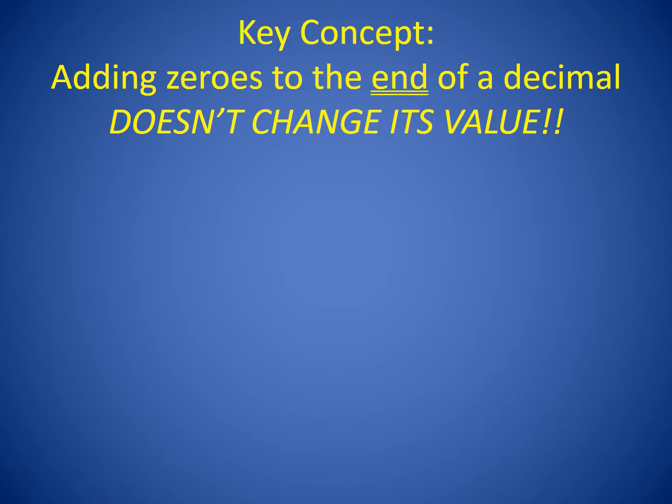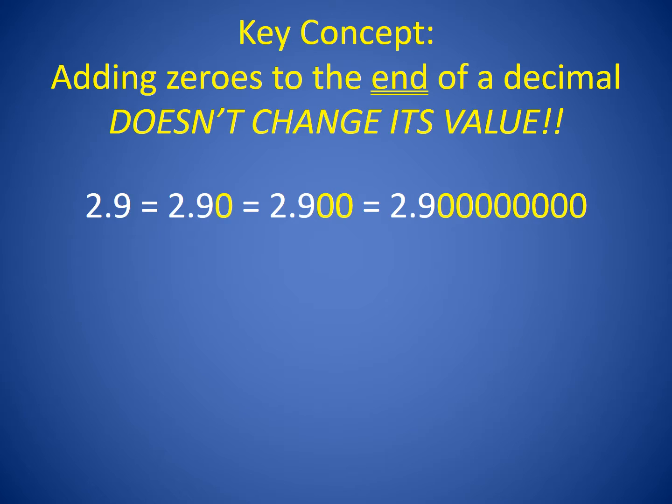And that concept is adding zeros to the end of a decimal doesn't change its value. The important thing here is to the end, right? For example, if I start with 2.9, I can add a 0 to that to make it 2.90. That has no effect on the value of the decimal. I could add two zeros, 2.900, or as many as I want. All these decimals have the same value.